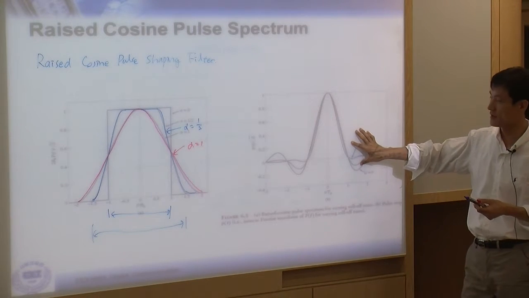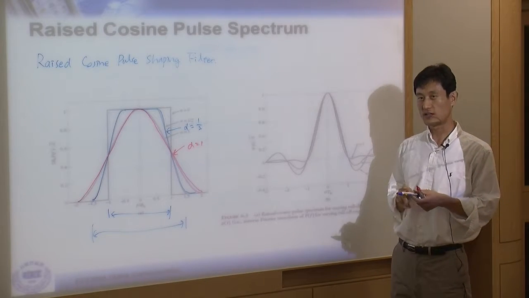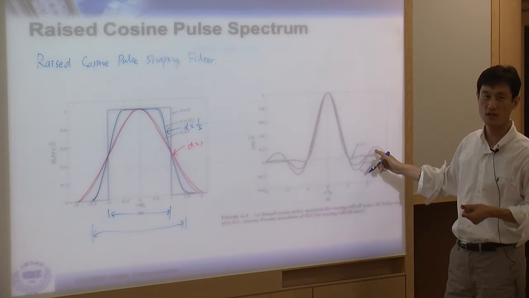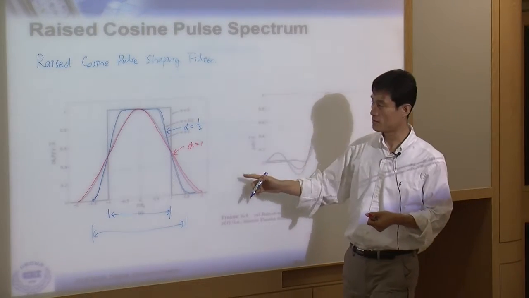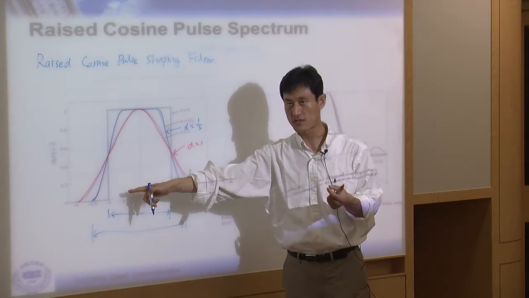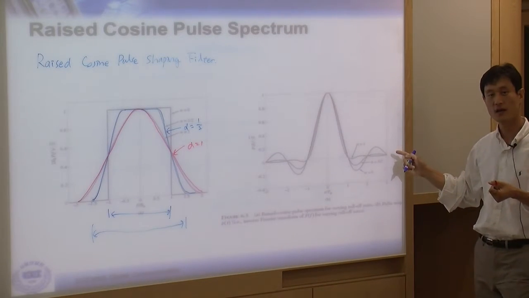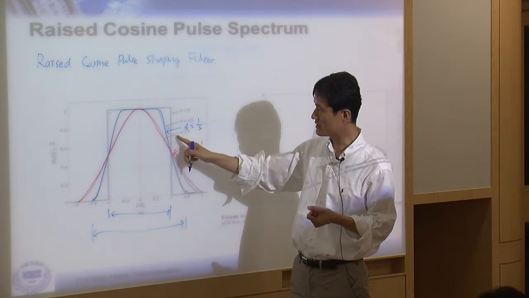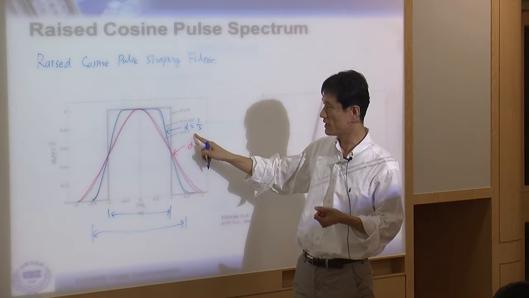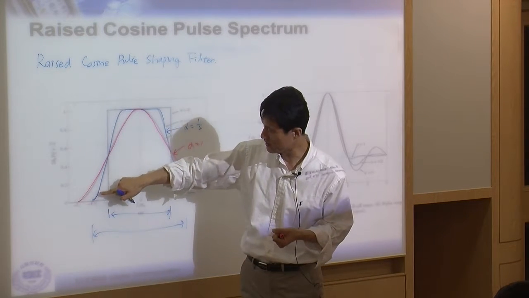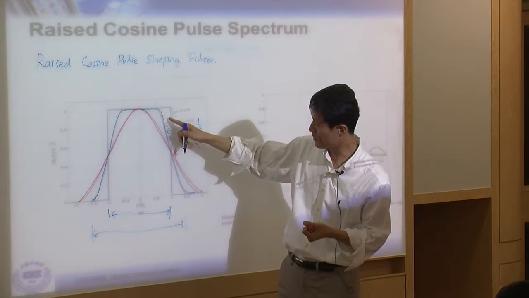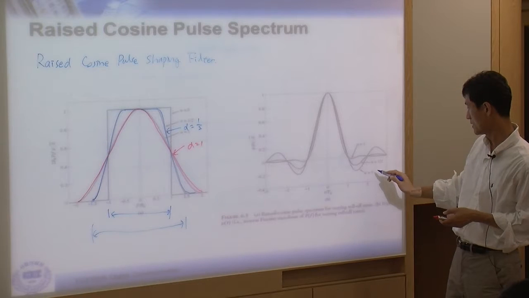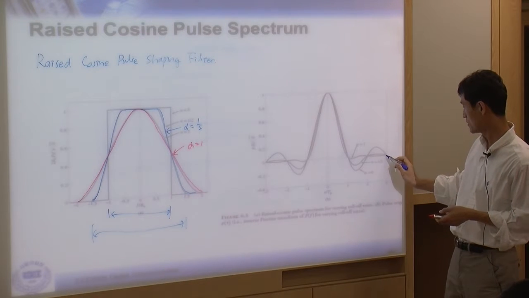Let's look at the time domain. In the Nyquist channel, your time domain pulse was a perfect sinc function. Okay? Because we have a rectangular shape in frequency, you have a perfect sinc in time. However, in the raised cosine pulse shaping filter, let's think about alpha equal to 1 over 2. In this case, in the frequency domain, you have a slow rise and a slow fall. So when you go to the time domain pulse, that will look like this.